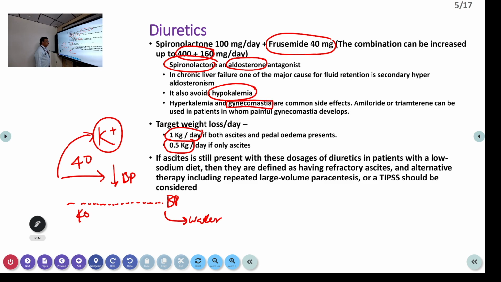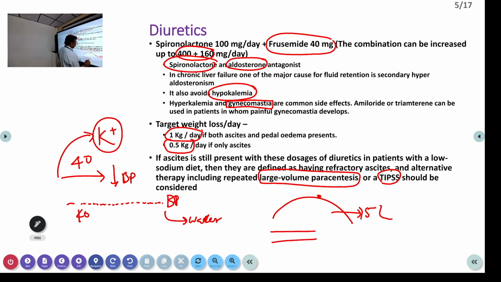Now, if you want to remove more fluid, you can go for large volume paracentesis or a TIPS therapy that we'll discuss afterwards. Large volume paracentesis means, in ascites, you remove more than 5 liters of fluid. The problem is that when you are removing more than 5 liters, you can see the blood vessel. For example, this is a blood vessel. If you are suddenly removing the water from the ascites, water can shift from the blood vessel to this third space. So there will be further intravascular collapse.